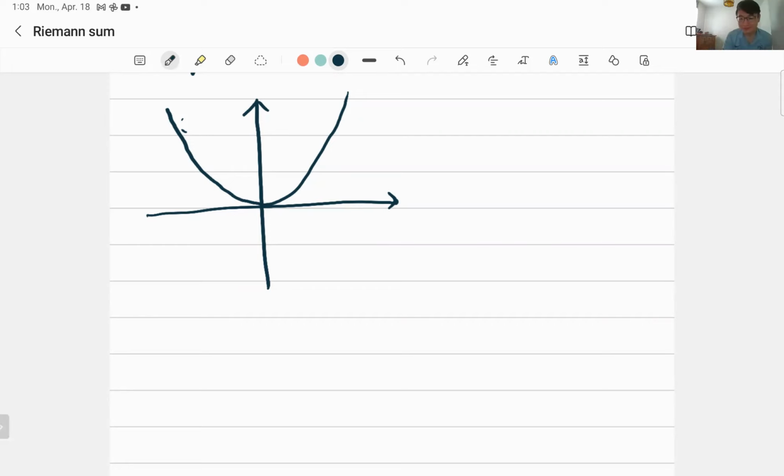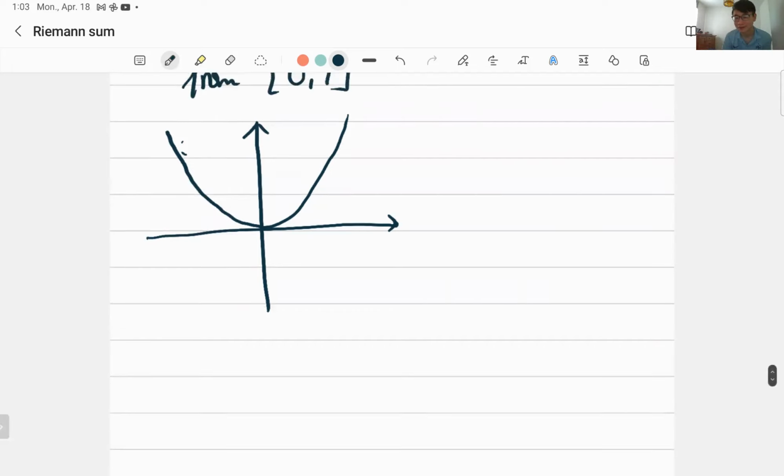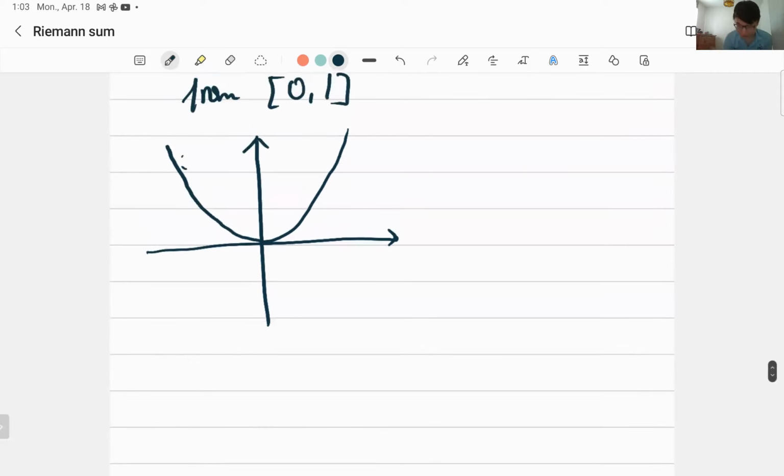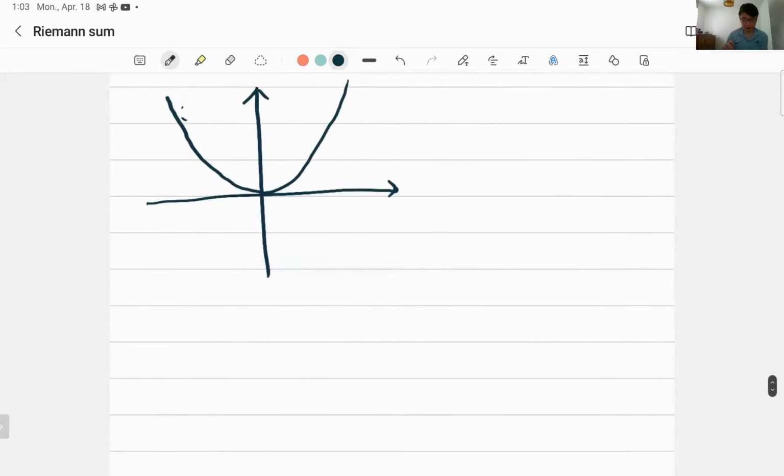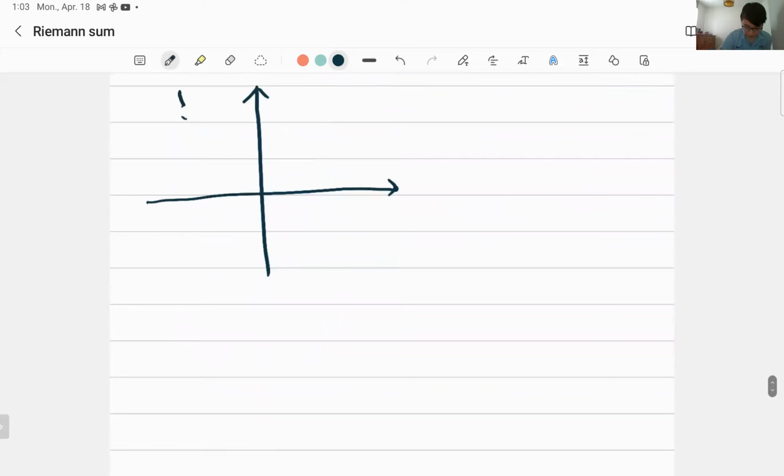All right, so now this is a parabolic curve. Of course, we're going to divide into four subintervals. So what I want to do is draw a better parabola curve. Now this is from 0, and imagine this is 1.